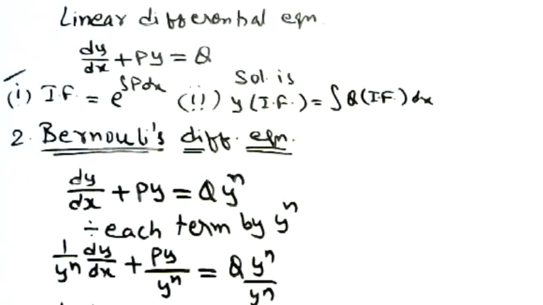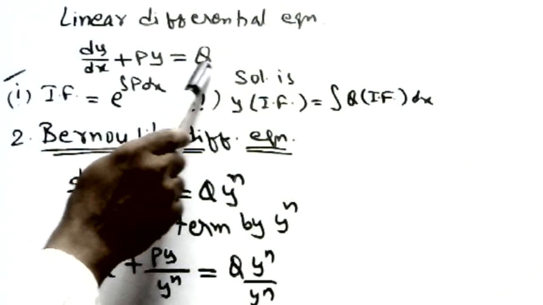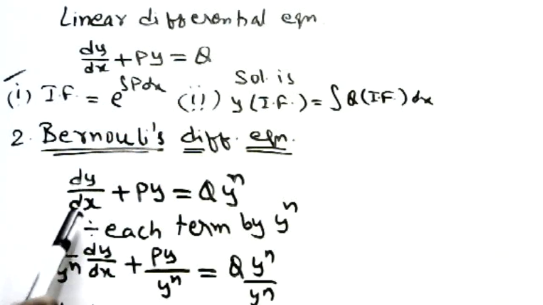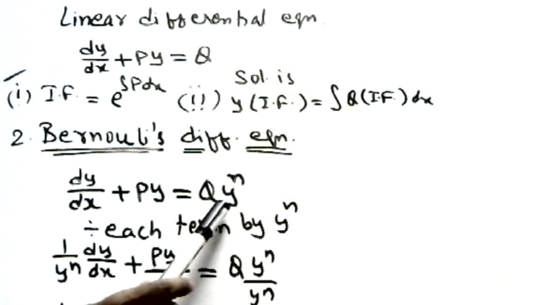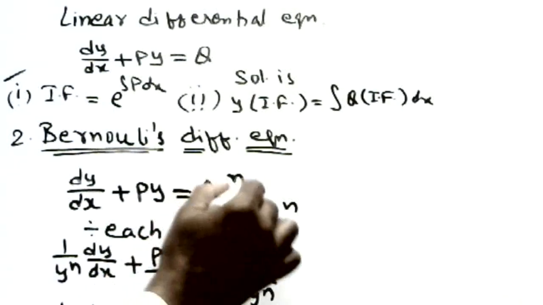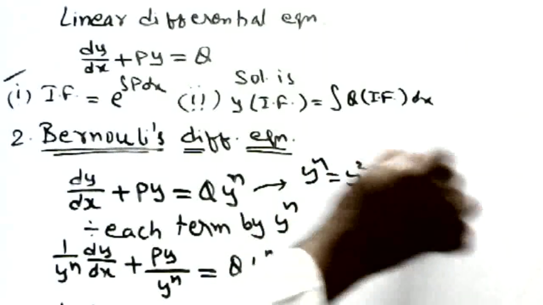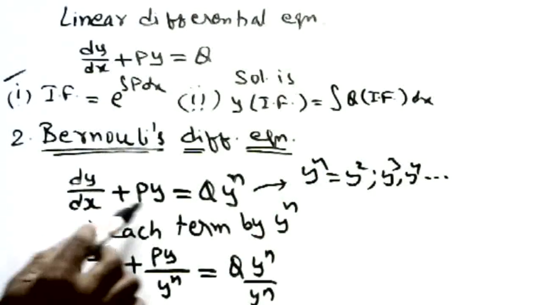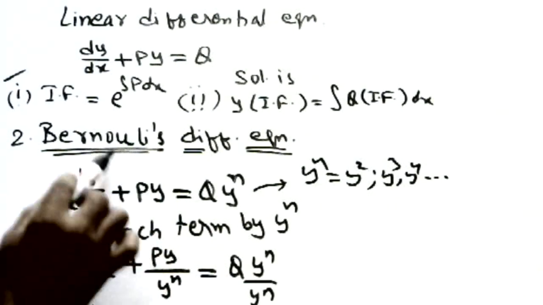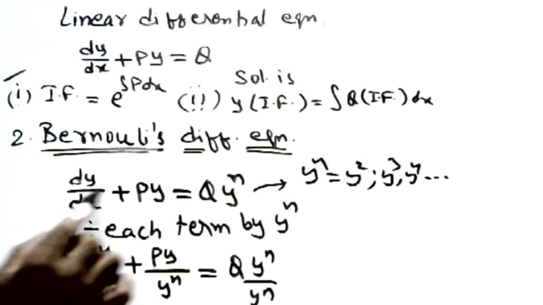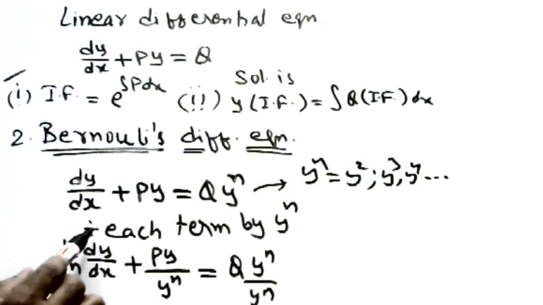Now let me do the questions on Bernoulli's differential equation. What is the difference between these two? Here we have dy by dx and y. On the right side we don't have y in the linear form, but here there will be some power of y, y square, y cube, or something else. y power n means y square or y cube or y power 4, etc. So if we get y here and some power of y there, then we must think that this is the method of Bernoulli's equation.